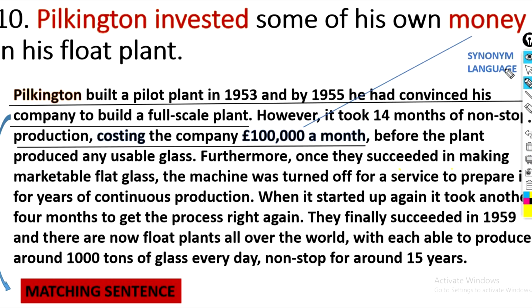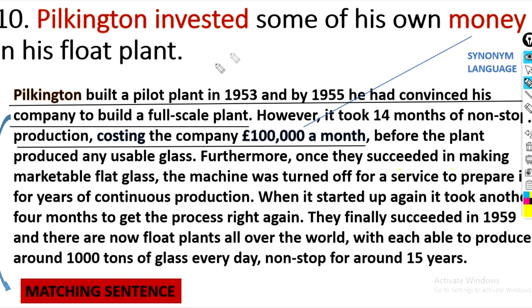So let's go ahead and read. Pilkington built a pilot plant in 1953, and by 1955 he convinced his company to build a full-scale plant, and that cost his company £100,000. Alright, so we have the matching sentence right here and we have the question sentence right here. What are you supposed to do now? You should now compare these two sentences with each other. I want you to take a minute and guess the answer.